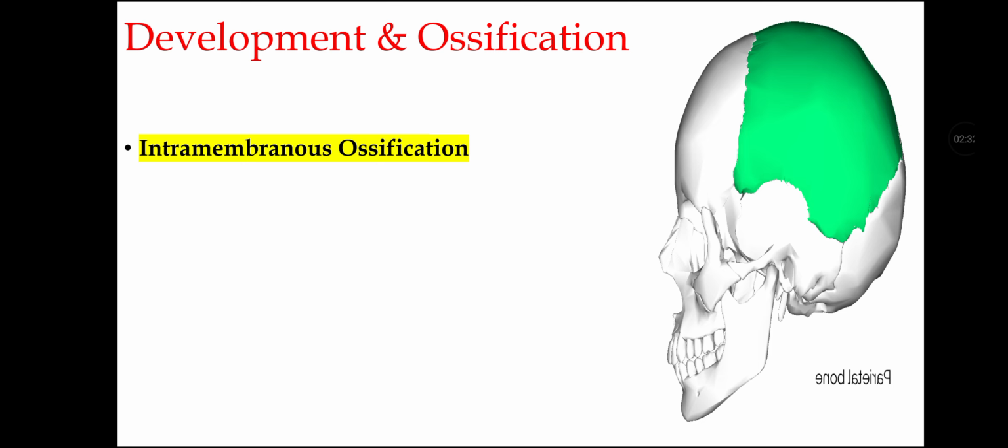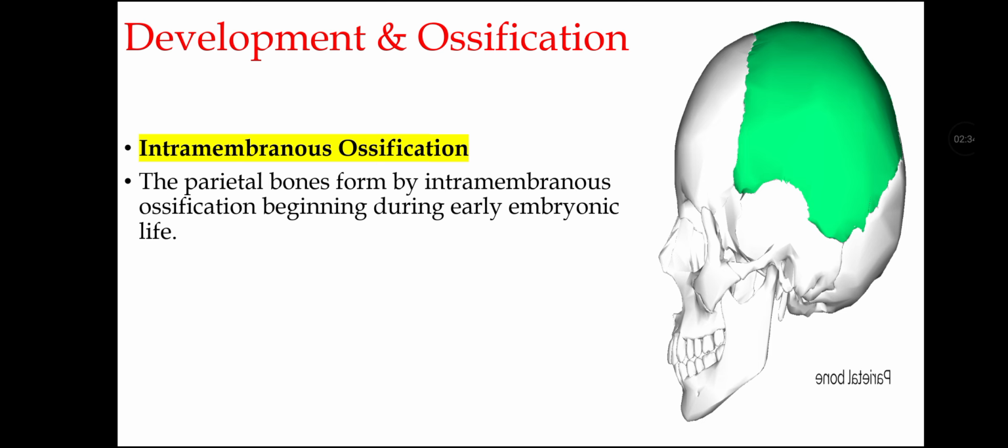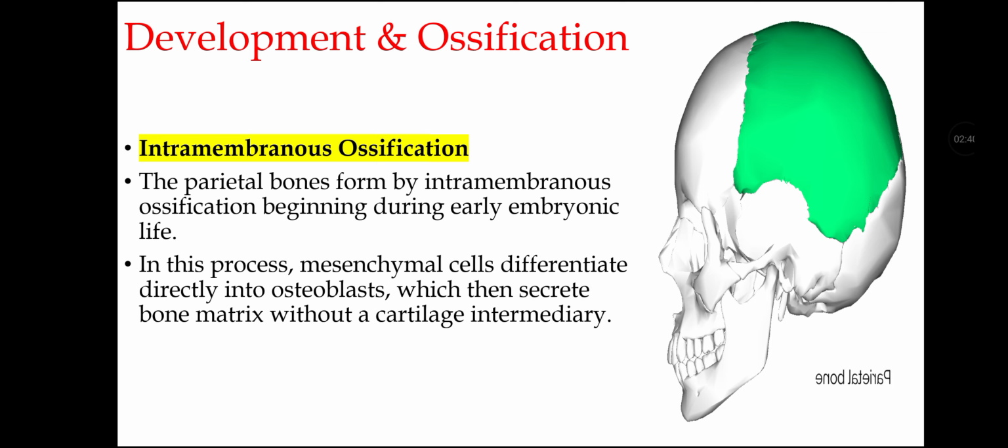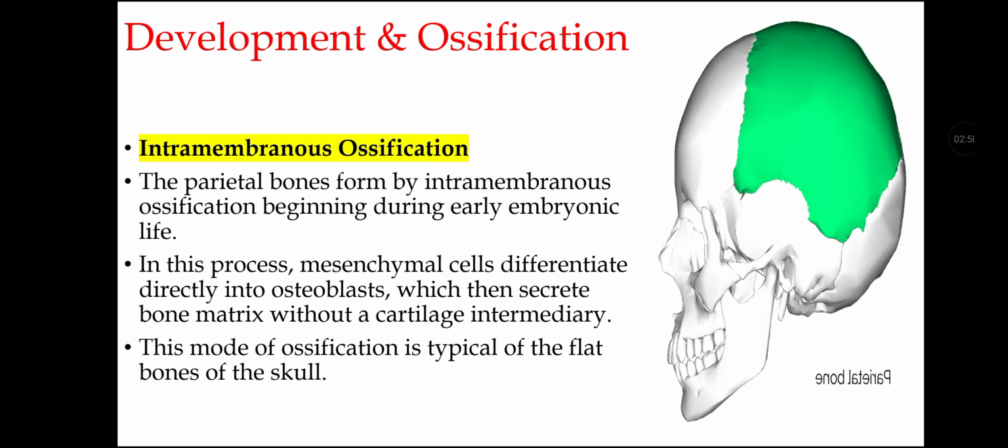Now let's talk about the development and ossification of the parietal bone. The first thing is intramembranous ossification. The parietal bones are formed by intramembranous ossification, which begins during early embryonic life. In this process, mesenchymal cells differentiate directly into osteoblasts, which then secrete bone matrix without a cartilage intermediary. This mode of ossification is typical of the flat bones of the skull.